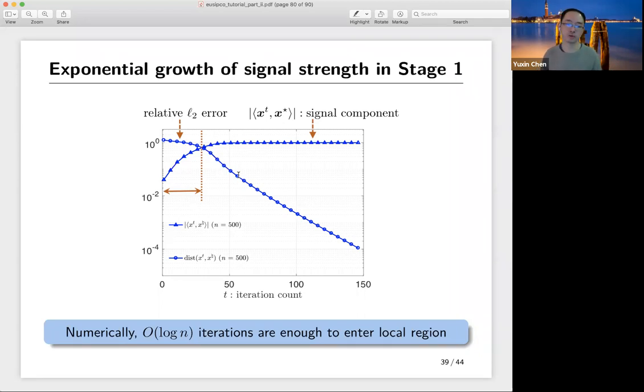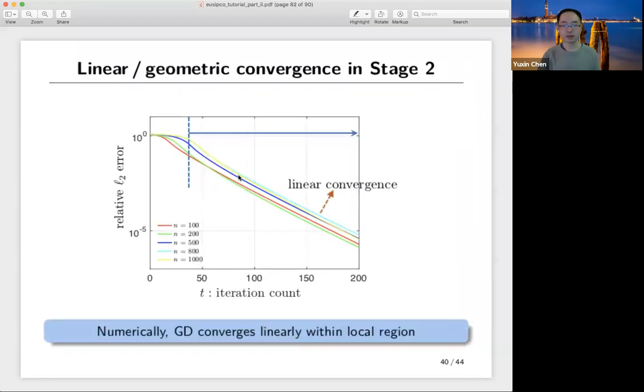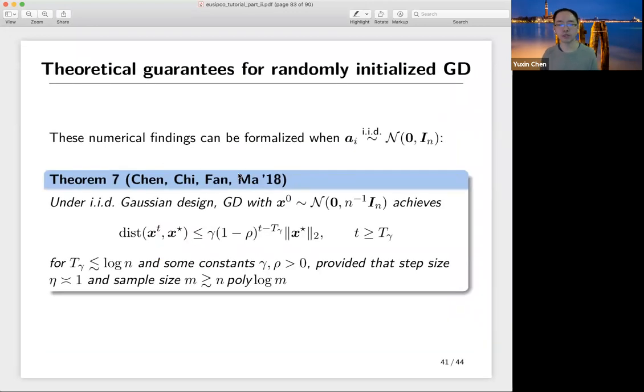Okay, so putting these two messages together, you see that in the first stage, something is changing exponentially fast. In the second stage, something is converging linearly. So both cases correspond to fast converging dynamics. The numerical evidence suggests that it maybe only takes a few iterations for the algorithm to converge. And in fact, this is something that we can justify using our theorem. Our theorem says that if you do have Gaussian design and you randomly initialize your algorithm, we can guarantee that it converges fast.